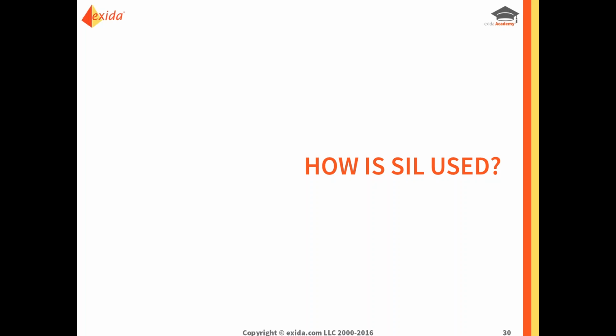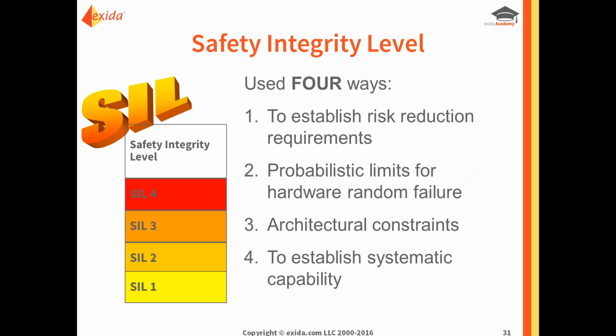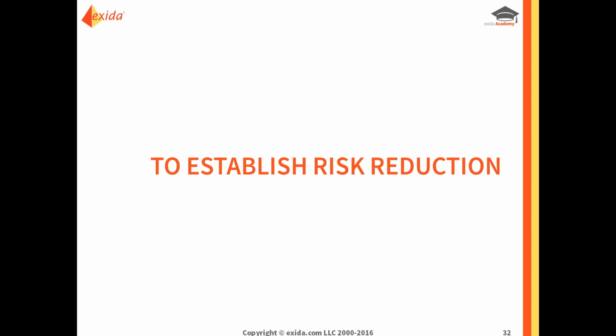Well, now that you know how a SIL is found, now what do you do with it? Who cares? Well, the safety integrity level can be used in 4 ways. So your customers can use it 4 different ways when you give them these numbers. The first way is to establish risk reduction requirements. They could use the SIL level to look at the probabilistic for random hardware failures, the architectural constraints that we talked about a little bit earlier, and to establish systematic capability. So once again, we'll go ahead through each one of these points and talk about it.